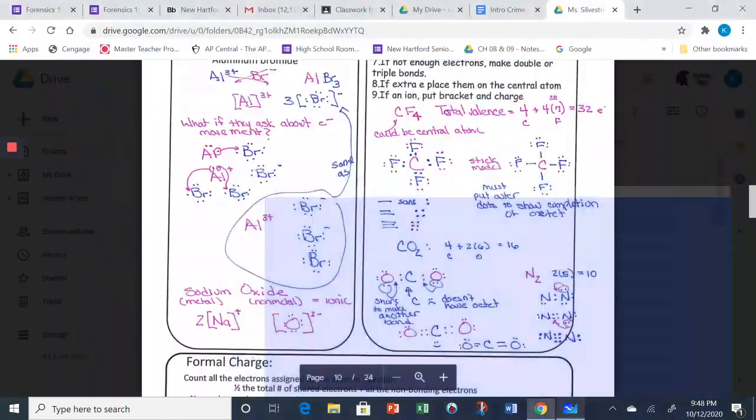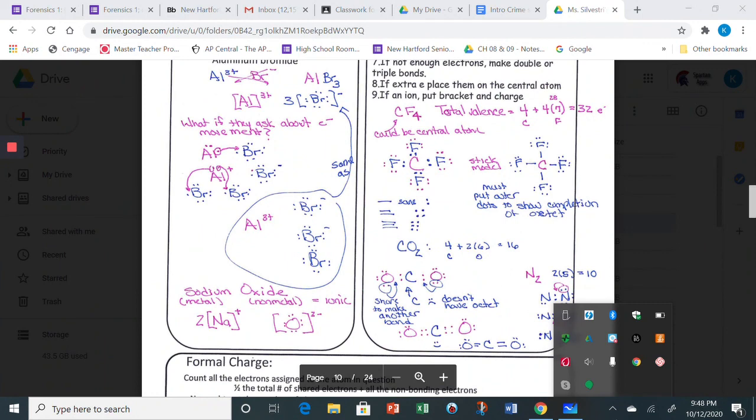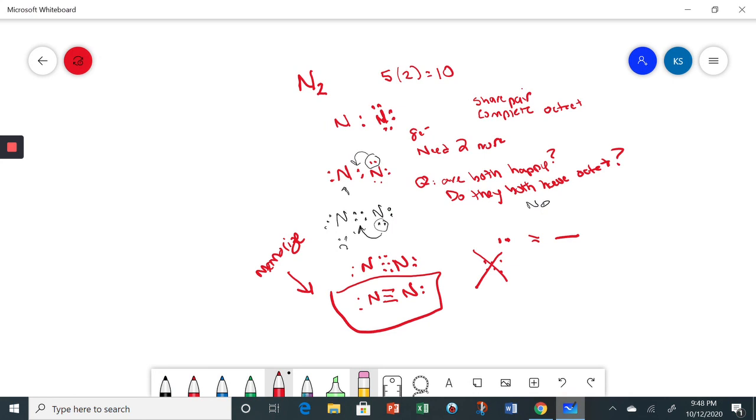Oxygen's another one. My computer's flipping out there for a minute. Okay. So we're going to practice some of these.